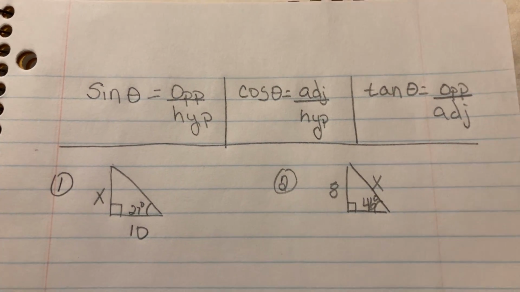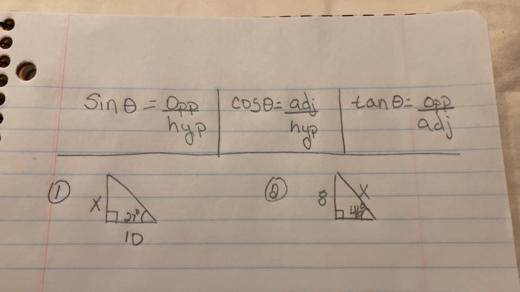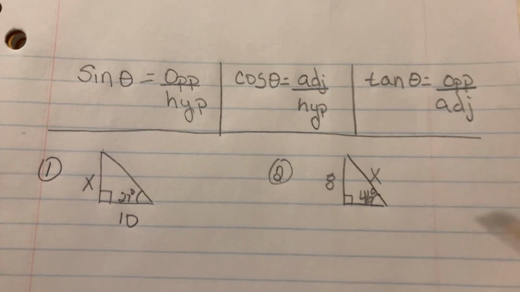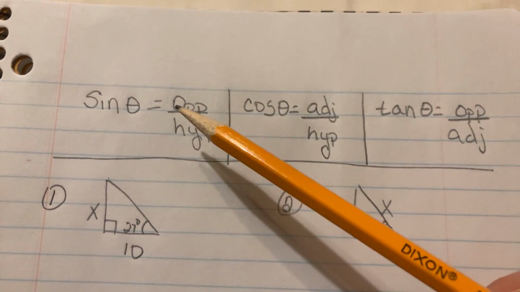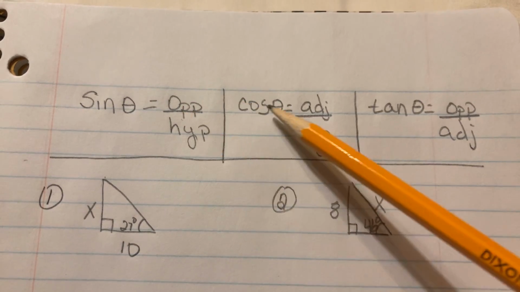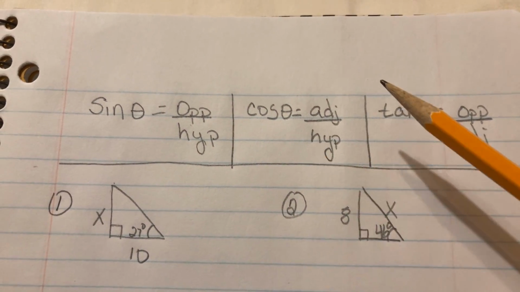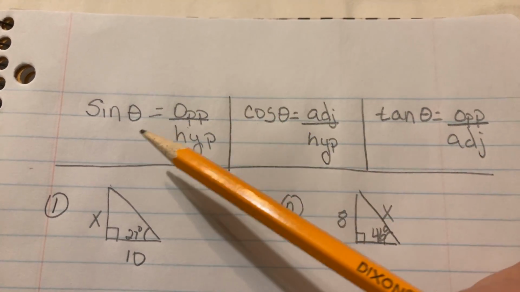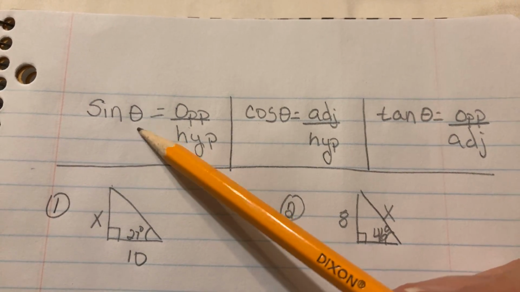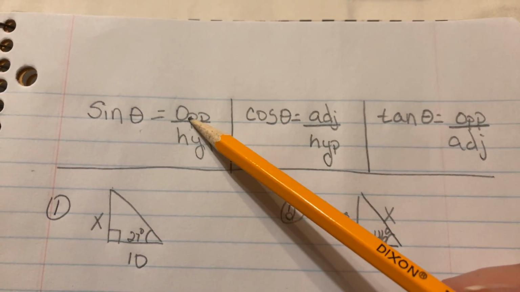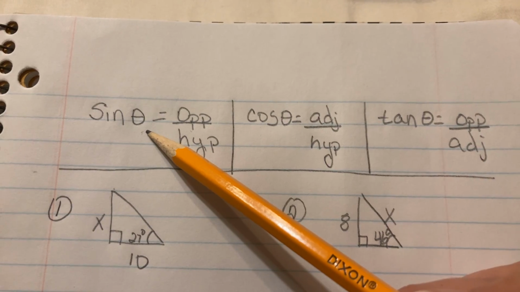Alrighty, again, continuing with my favorite subject, trigonometry. So we're going to try to use our trig functions to find missing sides this time. Don't forget that theta means an angle. The opposite is the opposite of whatever angle you're talking about.